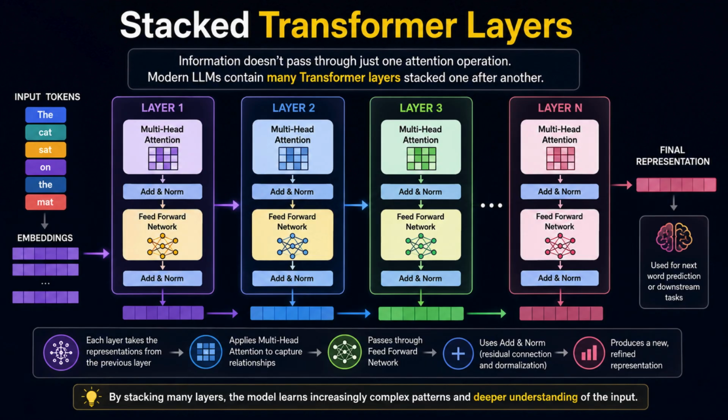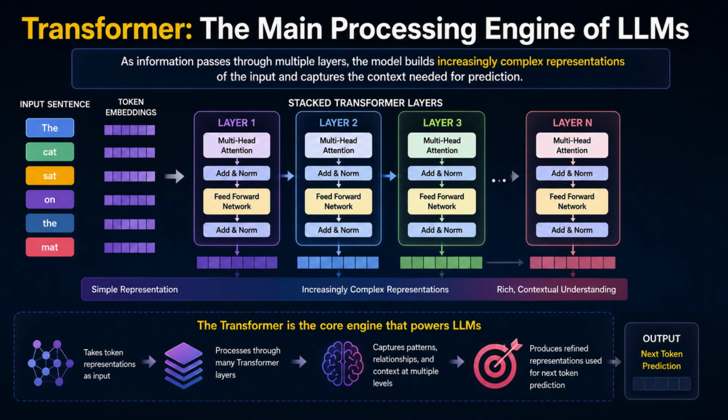Now, the information doesn't pass through just one attention operation. Modern LLMs contain many transformer layers stacked one after another. Each layer takes the representations produced by the previous layer, applies attention and other neural network operations, and produces a new representation. As the information passes through these layers, the model can build increasingly complex representations of the input. So, the transformer is essentially the main processing engine of the LLM, with multiple layers working together to transform the token representations and capture the context needed for prediction.